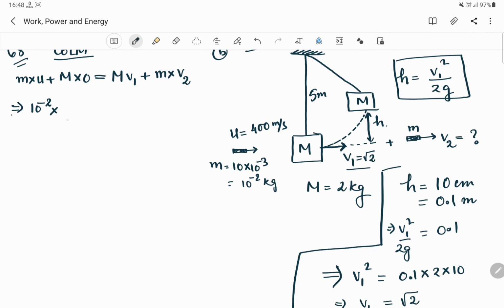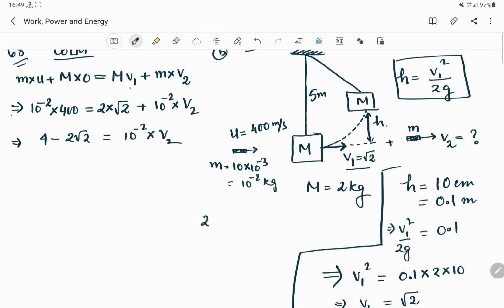And what about the initial velocity of the bullet? This is 400, equal to the mass of the hanging block, which is 2 kg, into v1. v1 is root over 2, so we just put it as root over 2, plus 10 to the power minus 2 into v2. After simplification we will have 4 minus 2 root over 2, equal to 10 to the power minus 2 into v2.